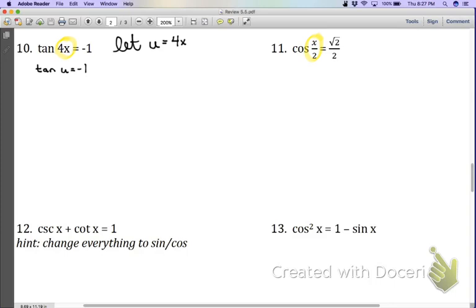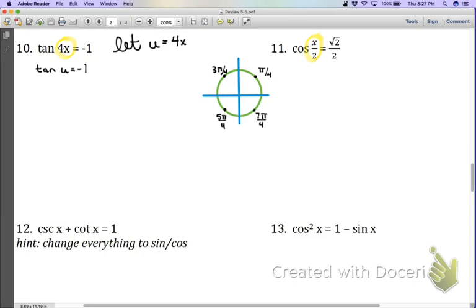So we're going to have to use the unit circle. Remember, tangent is just sine over cosine. So when are they the same? Well, they're both the same here at pi over 4, at 3 pi over 4, 5 pi over 4, and 7 pi over 4.